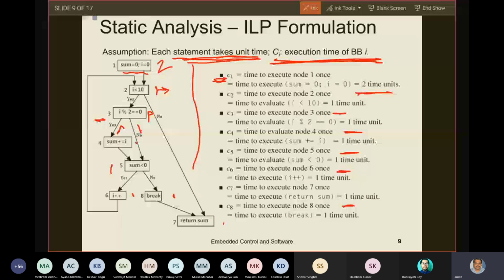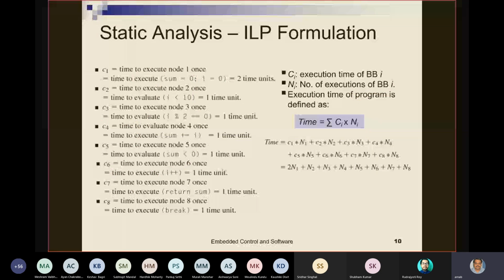Now, given this, how can you find out the time taken by the entire program? Slide number 10. Are you there? Now you're in slide number 10, right? Yes, yes.